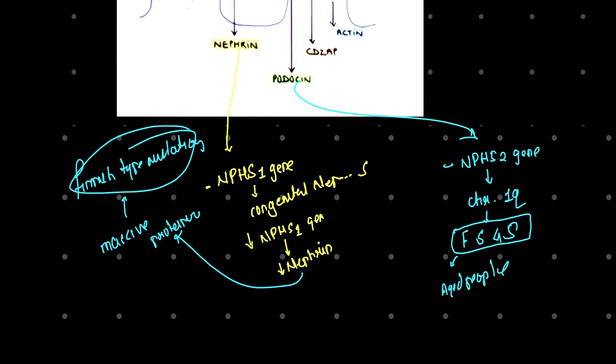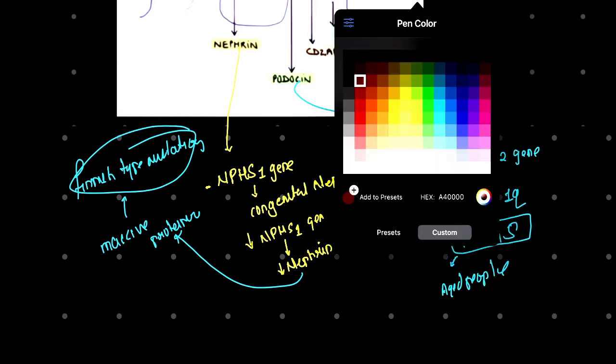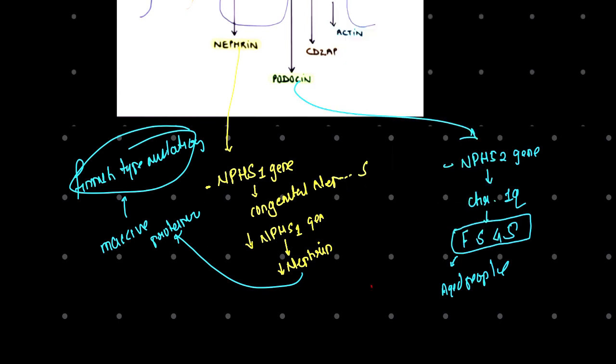Now one thing I would like to correlate right here is NPHS2. This 2, just underline this 2. What is present in our second number? It is P, right? So that means the NPHS type 2 gene will code for what? It will code for podocin.